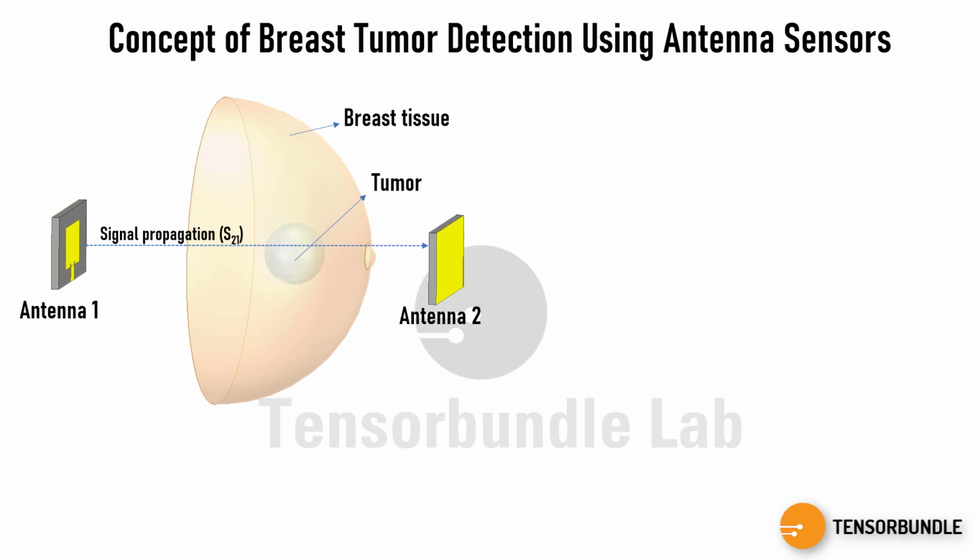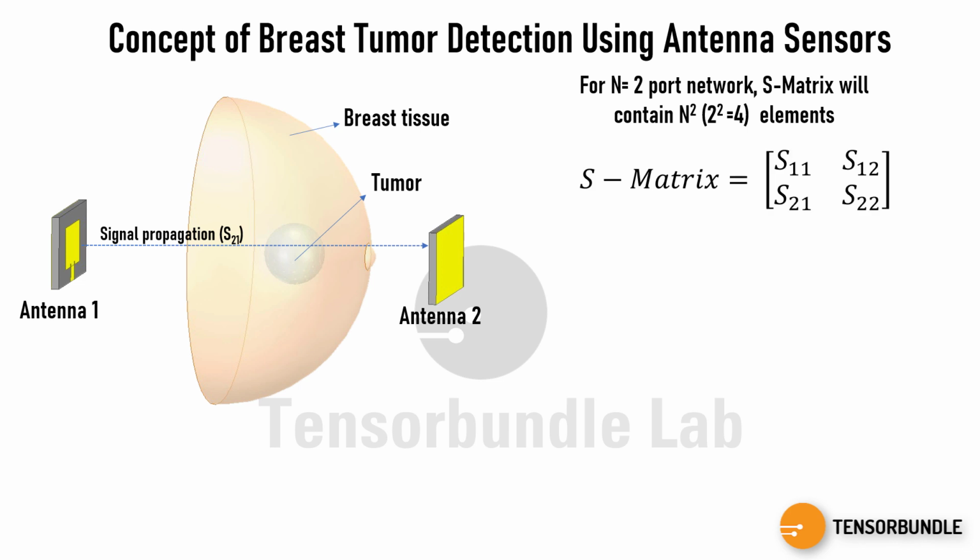Since this is a two-port network, we can definitely model this entire system by using a scattering matrix or S matrix. Because we have two ports, we'll have 4 elements in this S matrix, and we'll be concerned mostly with the transmission coefficient, which is basically S21 or S12 in this case.